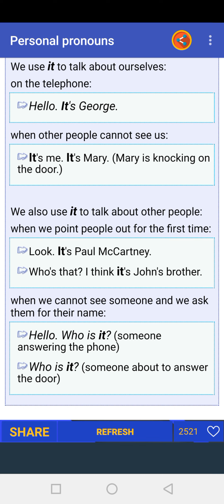We also use it when we cannot see someone and we ask for their name. For example, in answering the phone: Hello, who is it? You are answering the phone because you are not face to face with that person, so you can't see him. Or someone knocking at the door. You can't see him, so you just say, who is it?